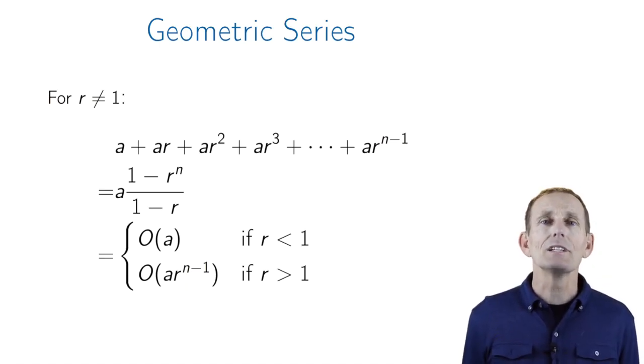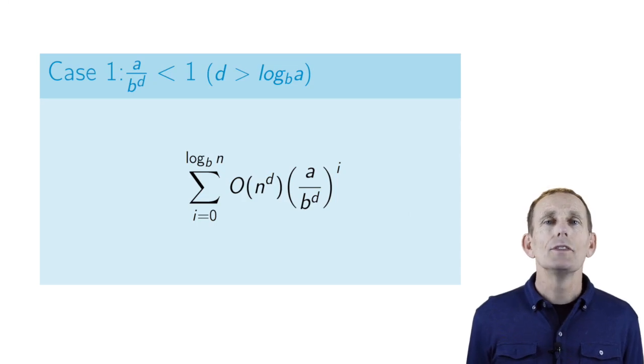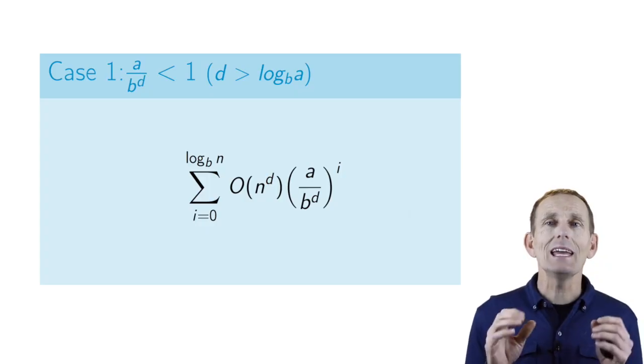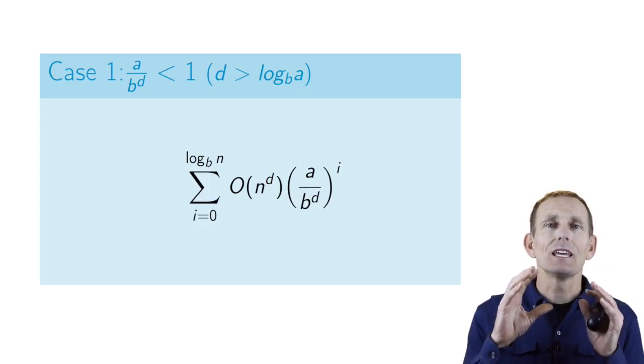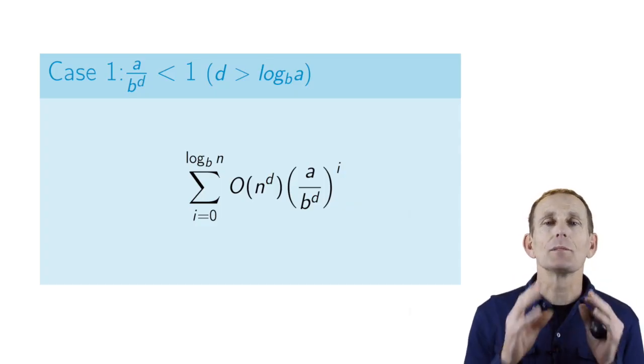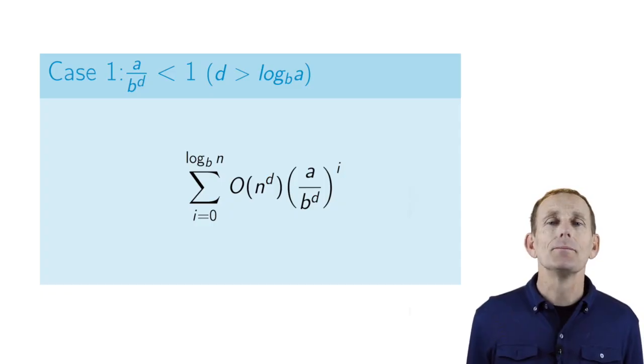Now, if we take that back to the case of our recurrence tree, we notice our summation here. This is the same summation we had from our recurrence tree. And we see that we have a geometric series. A is taking the place of big O of n to the d, and R is taking the place of a over b to the d. So our multiplicative factor is a over b to the d. And there are three cases.